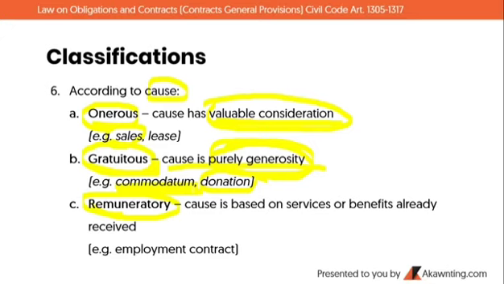Letter C naman, ano yung letter C? Remuneratory contract. So, the cost is based on the services or benefits already received. So, for example, in the contract of employment, kapag nakapag-render na yung employee ng kanyang services, so ayun, that's the cost ng ibibigay na remuneration or yung salary niya, di ba? So based on services or benefits already received from that certain employee, okay? So wag kayong mag-alala, pagdating natin ng next video, we will tackle in detail yung mga essential elements ng ating contract. So those are the consent, object, and the cost, okay?